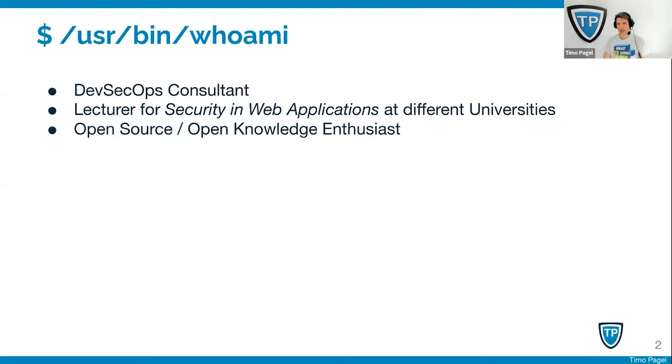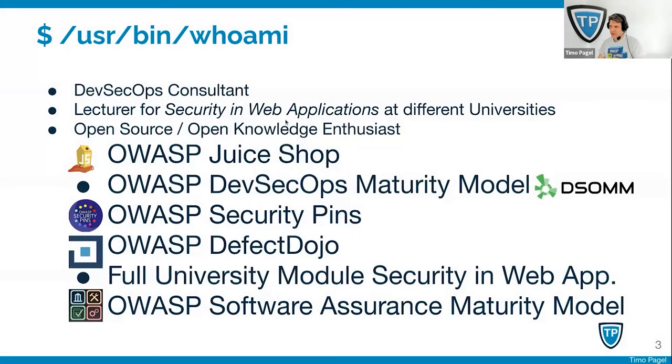Quick words about me. I'm a DevSecOps consultant, and I love open source projects like the Juice Shop, like the DevSecOps Maturity Model, like the OWASP Security Prince projects, or Defect Dojo, and many others, and I contribute to them.